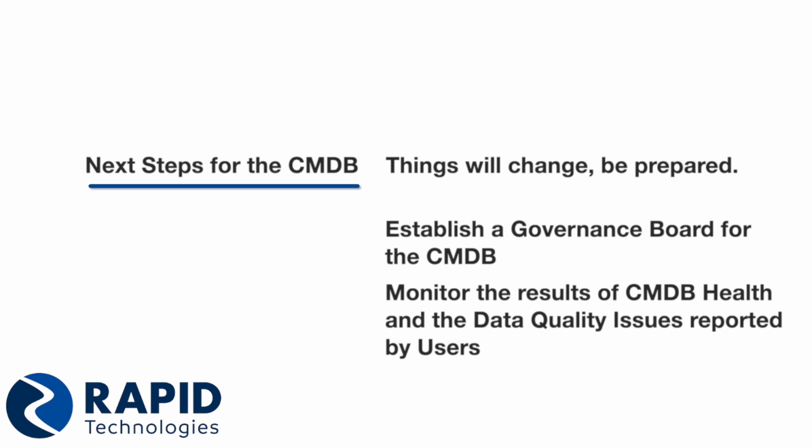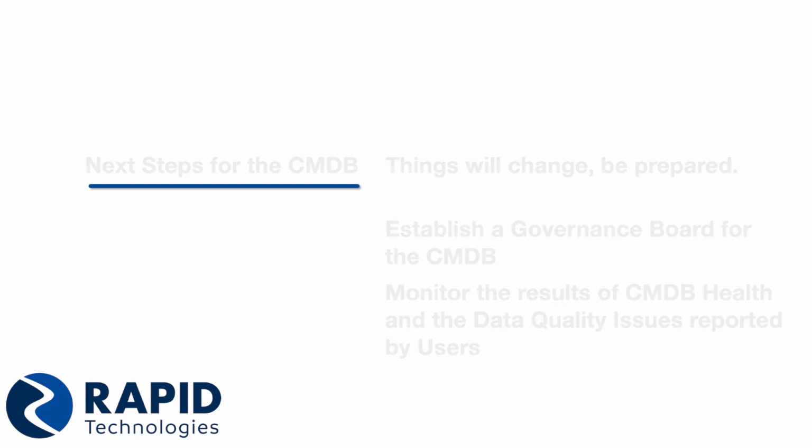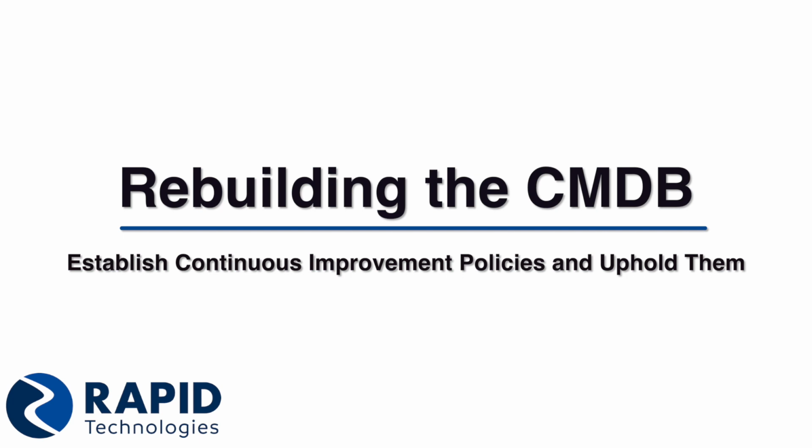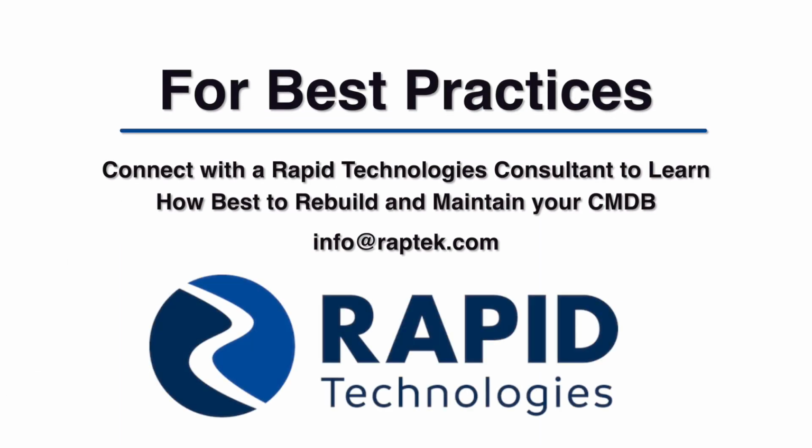Then, as data quality issues are resolved, determine if there are opportunities to improve processes to eliminate future data quality issues. And if opportunities are identified, repeat the cycle discussed in this presentation. That's it.